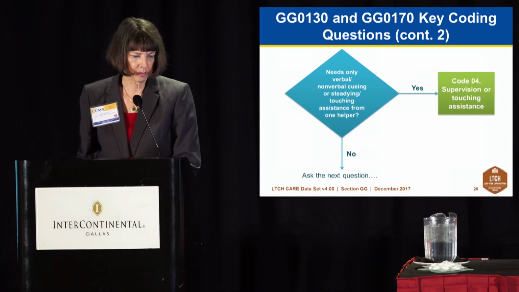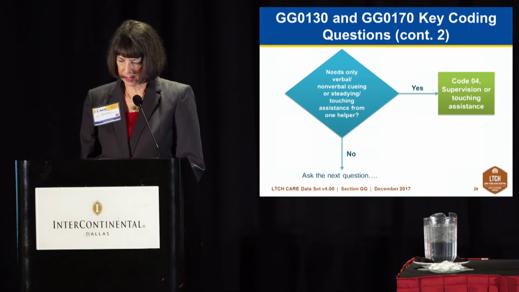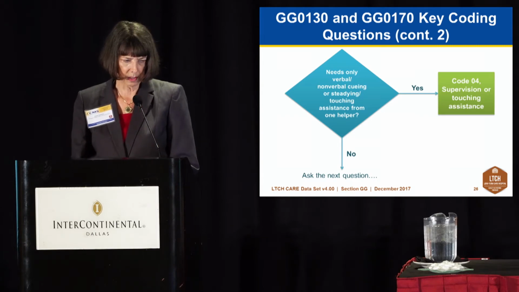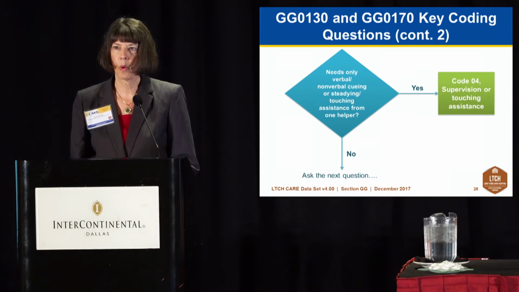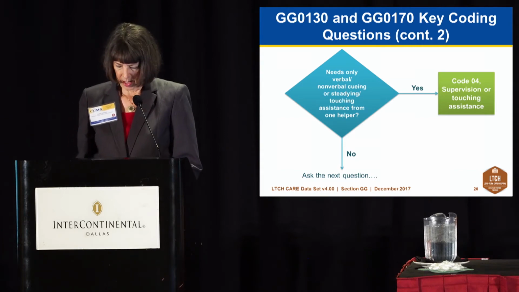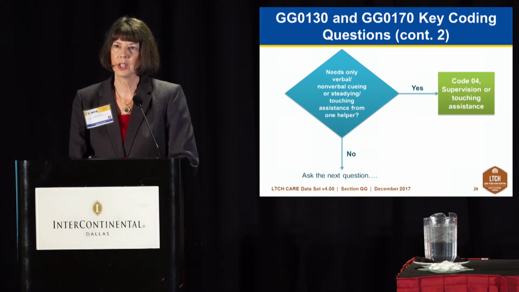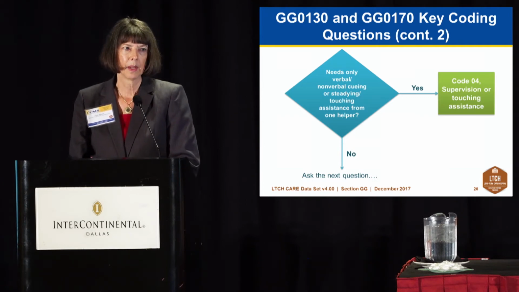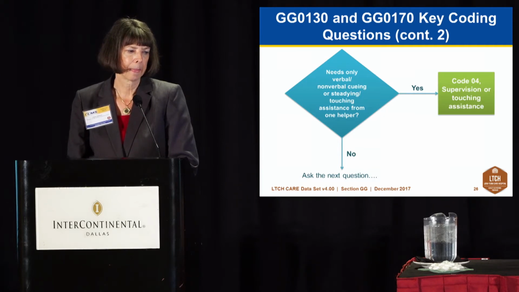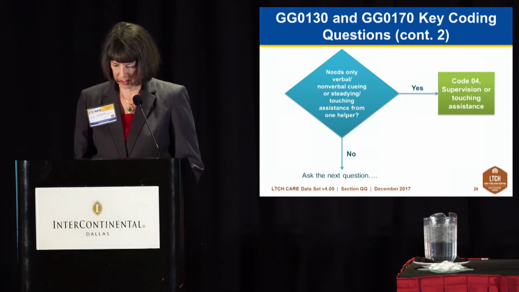In the next question, we ask, does the patient or resident need only verbal, nonverbal cueing, or steadying, touching assistance from one helper? If the answer is yes, then you would code 04, supervision or touching assistance. Sometimes people in therapy call that touching assistance contact guard assist. We also call that steadying assist. So if the answer is yes, you code 04. If no, then you'll go to the next question.